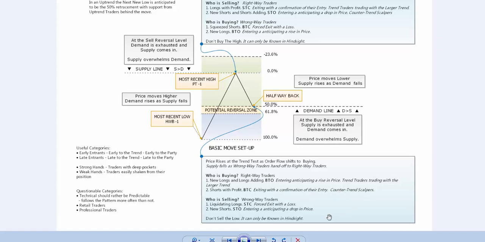They're counter trend scalpers. So who is selling inside of this pullback? We call them the wrong way traders, the ones selling the low ticks, right at the bottom of the move. They're chasing a moving average sell crossover.